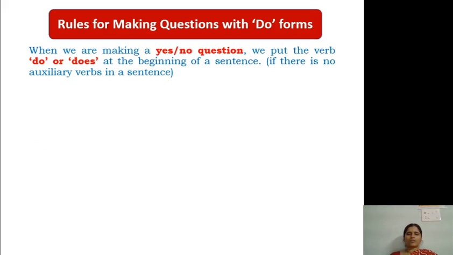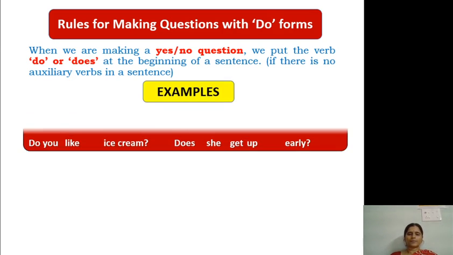So, when we are making a yes/no question, we put the verb do or does at the beginning of a sentence, same as with be forms. But here one thing we have to remember: we use do forms to frame questions when there is no auxiliary verb in a sentence. That means when there is no other auxiliary verb in a sentence, then we make use of these do forms to frame the question. Let us see with an example.